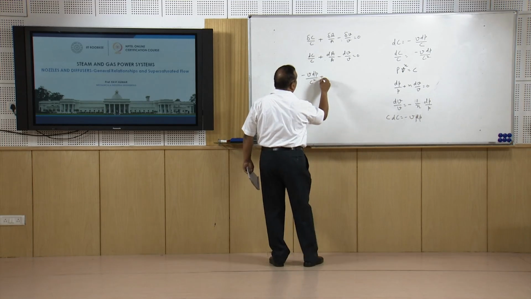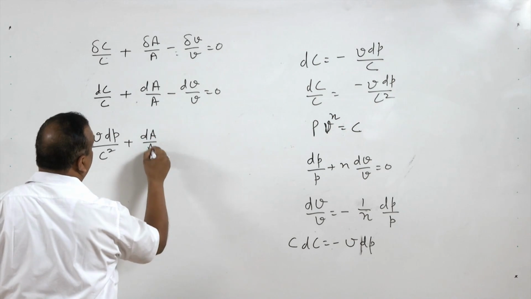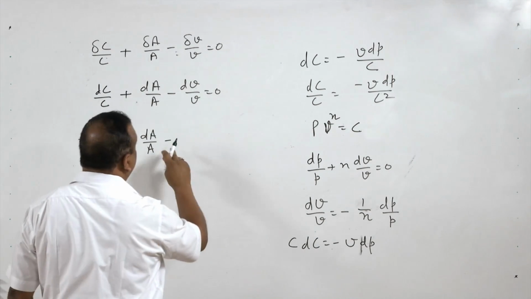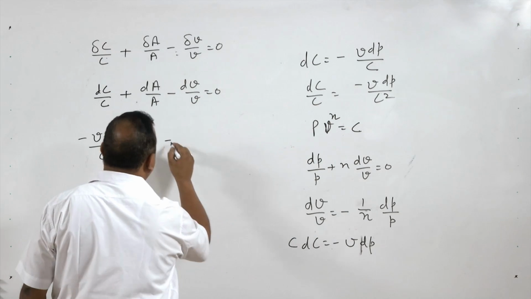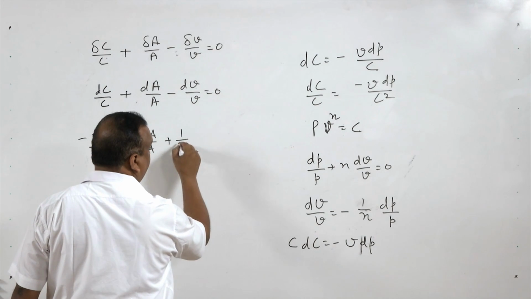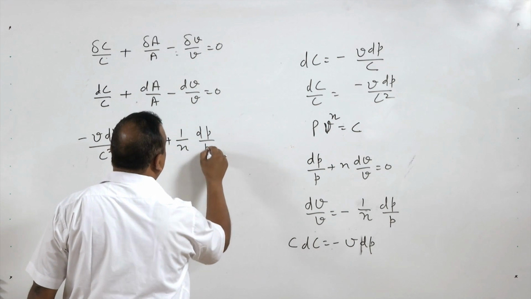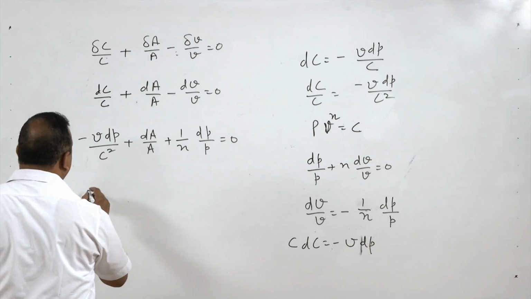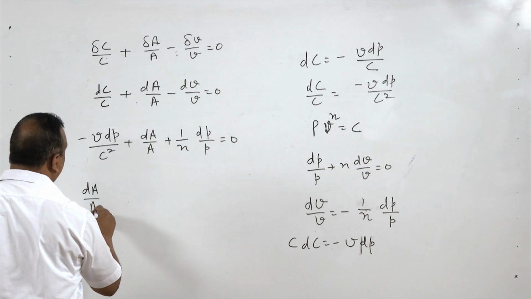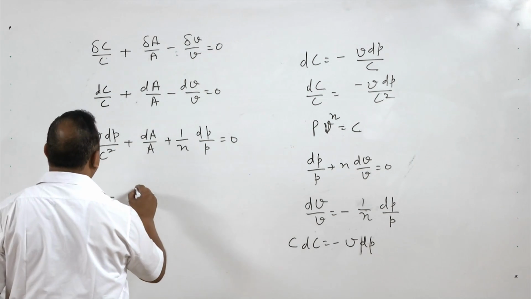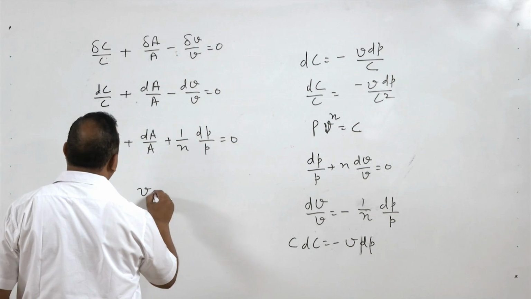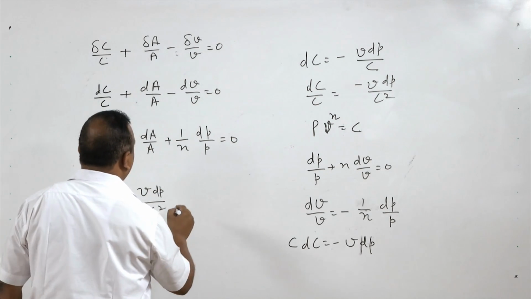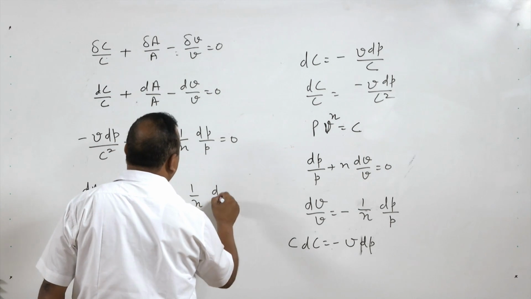Now plus dA by A minus dV by V is equal to minus, and then if we are putting this, then it is going to be plus 1 by n dP by P is equal to 0. We will take dA by A on the left hand side, is equal to V dP by C square minus 1 by N dP by P.